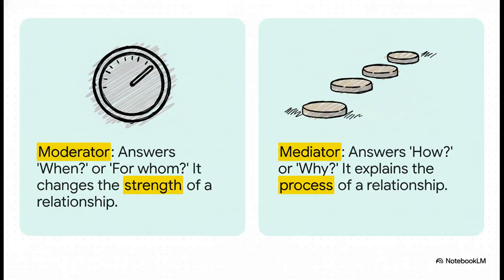So, let's just make sure we nail this down, because it's really the key. A moderator tells you when a relationship is stronger or weaker. Think of it as the dimmer switch on a light. But a mediator tells you how or why the relationship exists at all. It's the wiring in the wall that explains how flipping the switch turns the light on in the first place. One is about strength, the other is about process.